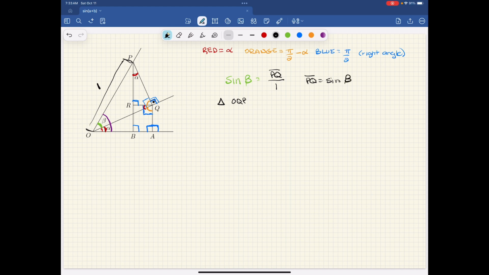Now we can ask the same question about what is the cosine of beta. Well, that's going to be the adjacent side in that same triangle divided by the hypotenuse, or the line segment OQ divided by the hypotenuse of 1. That means that the length of OQ is going to be cosine beta.